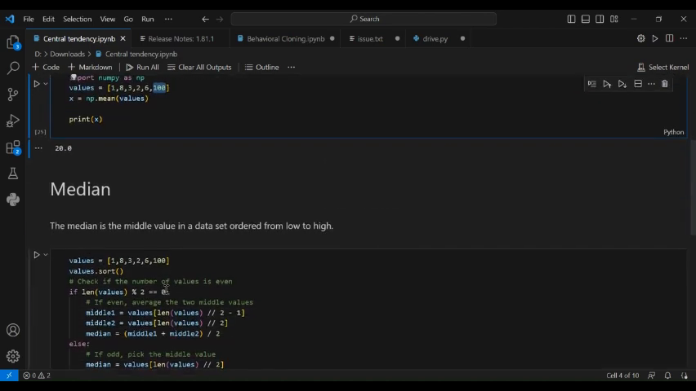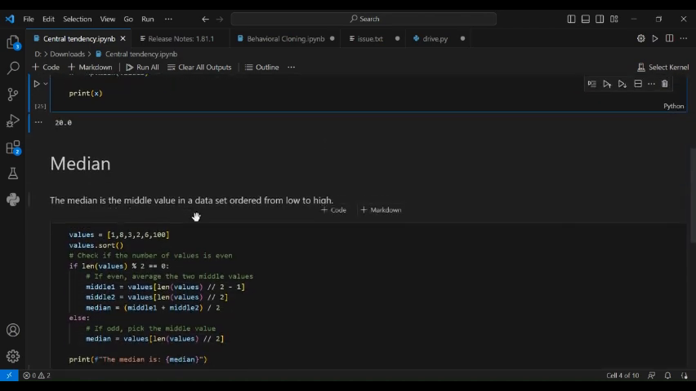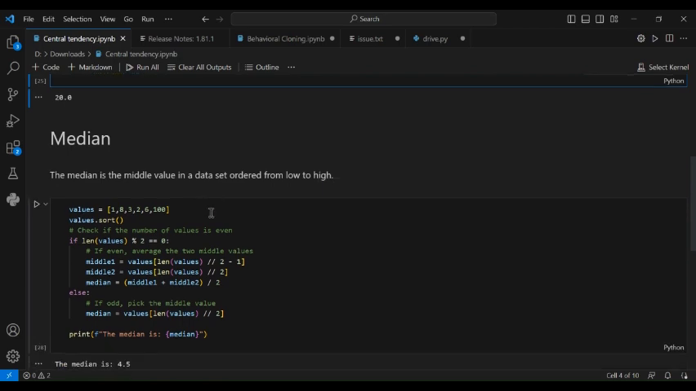For that, here's an example. The median is the middle value in the data set ordered from low to high, that is, in ascending order. Over here, there are two cases. One case is if the number of values is even, and the other condition is if it is odd. If it's odd, then we take the middle value and say that it's the median. But if there are an even number of values, then we need to add the two middle terms and divide by 2, that is, find the average.